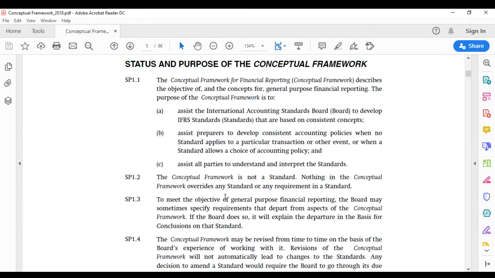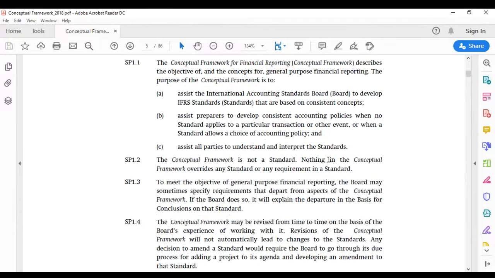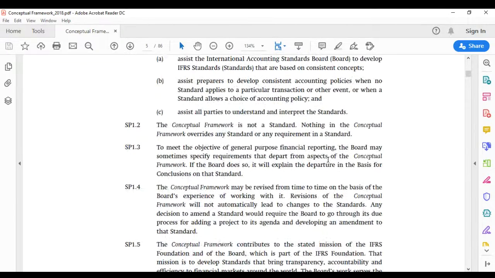For instance, IAS 2 applies specifically to inventory. Because it is aimed at a specific situation or a specific area in your financial statements, clearly that standard will then override the conceptual framework, right? Because it is almost a situation where that standard specializes in that specific element, property, plant and equipment, or inventory, or whatever the case may be.